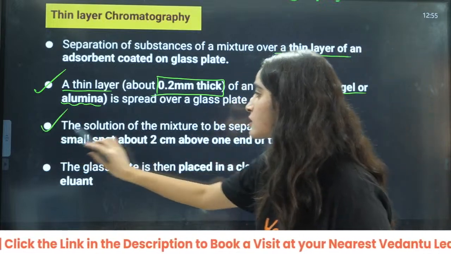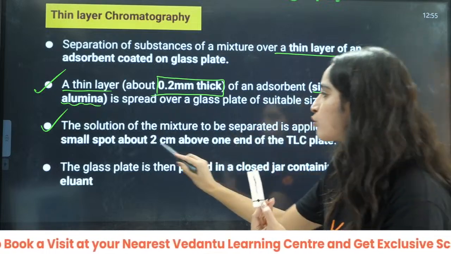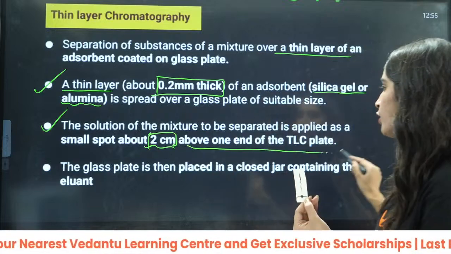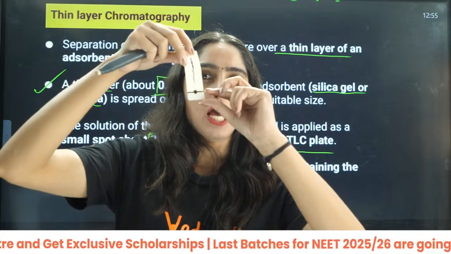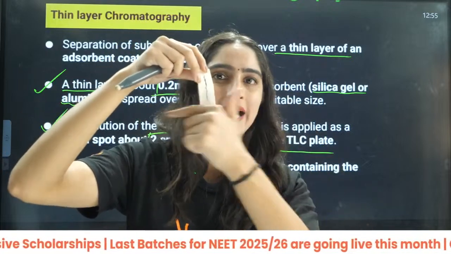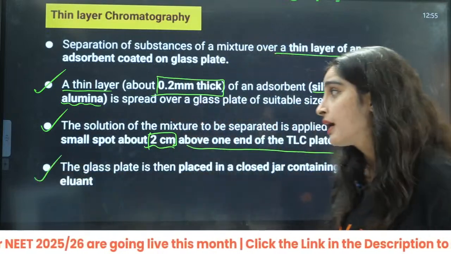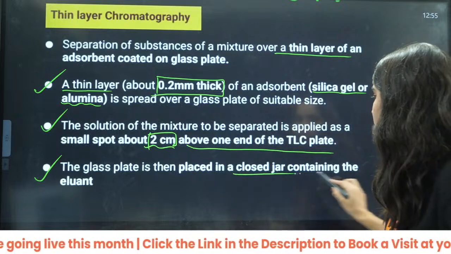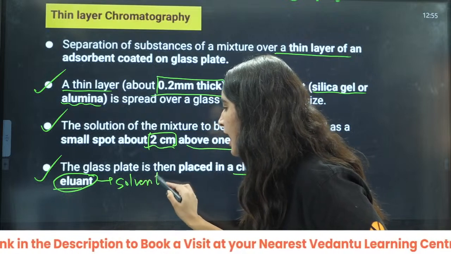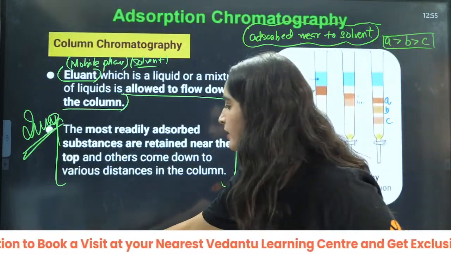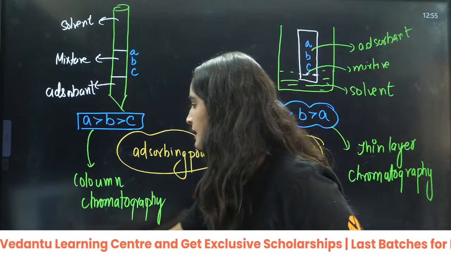Next, the solution of the mixture to be separated is applied as a small spot about 2 centimeter above the end of the TLC plate. This is the end, that means the bottom, and you will draw a line 2 centimeter above it, and on that line you will add the dot. Then the glass plate is placed in the closed jar containing the eluent. What is eluent, beta? That is solvent only. Here you will have your solvent.